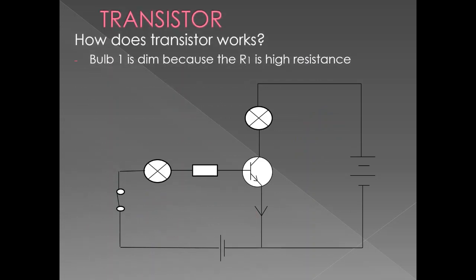What happened to bulb 1? Bulb 1 is dim. Why? Because the resistance R1 is very high. Bulb 2 will light up brightly. Bulb 1 is dim when you close the switch, or turn on the switch.